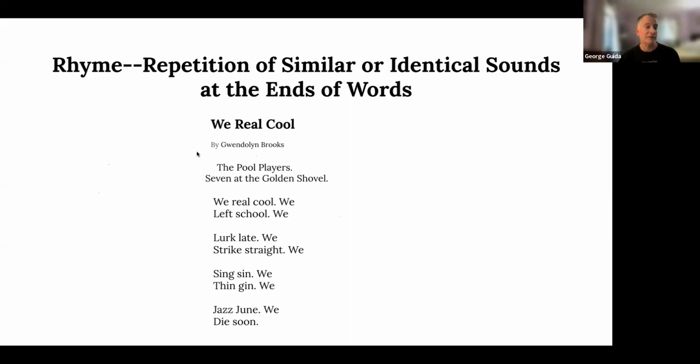Now, that said, I'm going to give you a poem that is memorable for its use of rhyme. But unlike a lot of poems that use rhyme, it doesn't rhyme on the last word of the line. And there is a reason for that in this poem. This poem is called We Real Cool. It's by Gwendolyn Brooks, a mostly mid-20th century American poet, but she lived until 2001, from Chicago. And she's writing about the pool players, seven at the Golden Shovel.